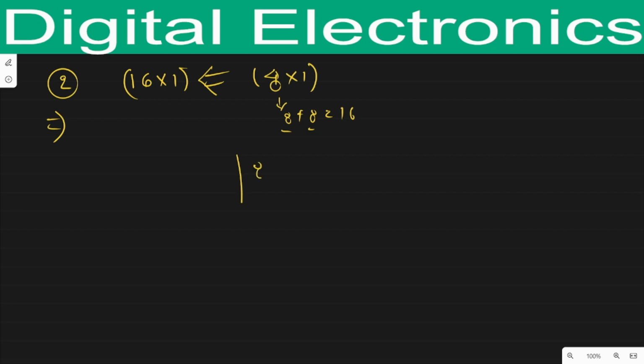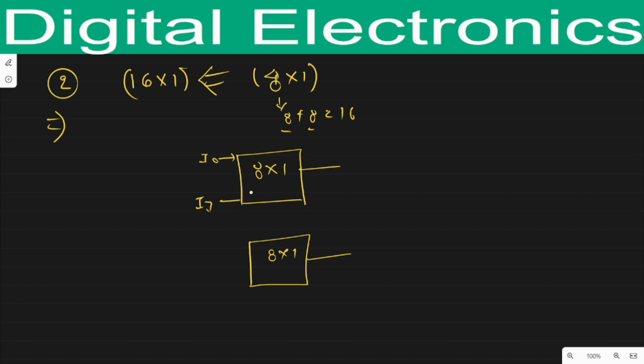Here I am taking a multiplexer having 8 inputs, and here again a multiplexer having 8 inputs. Is it clear? This one has one output, and this one has one output. Total 8 inputs are there, I0 to I7, similarly I0 to I7, until we connect the selection lines.